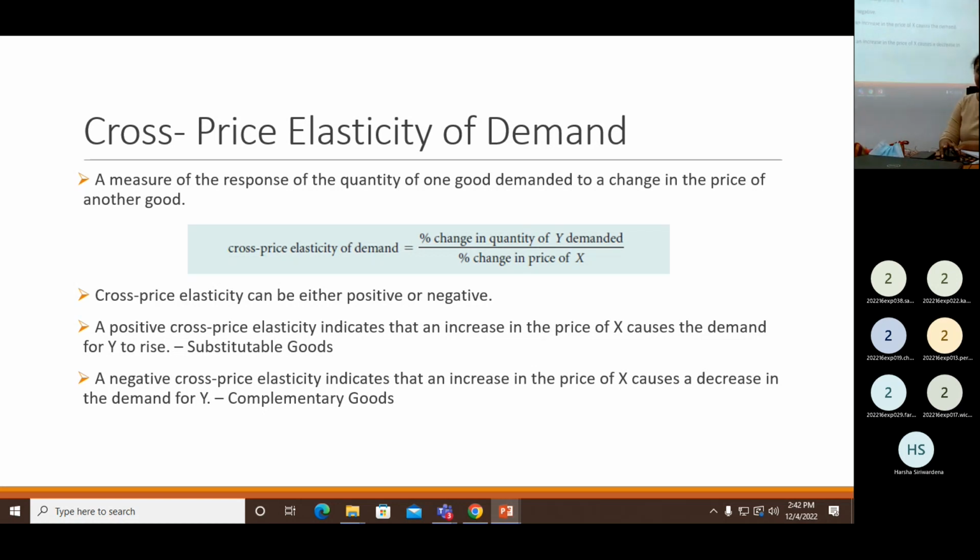Is that clear? Can you think of some other examples where there will be a positive cross price elasticity?